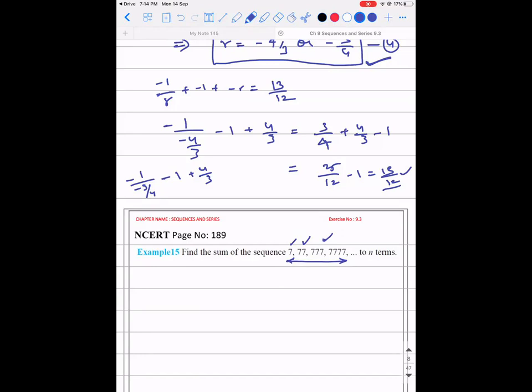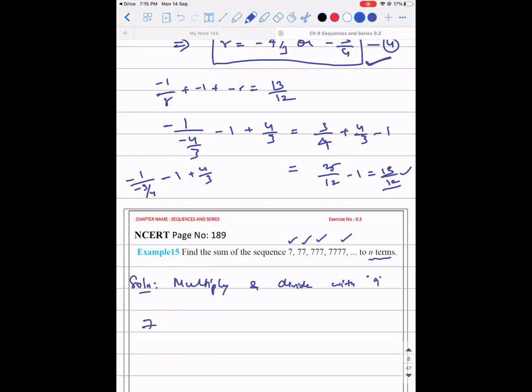Whenever you have the same number getting repeated, 7, 77, 777, 4 sevens, then 5 sevens, it keeps on going. N terms means you will have 7 n times. For these kinds of problems, you need to convert it as a multiple of 10 and then solve. A similar problem is there in the exercise also. So what we need to do is multiply and divide with 9 first.